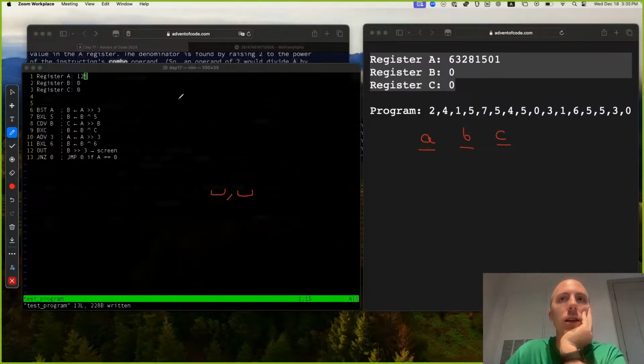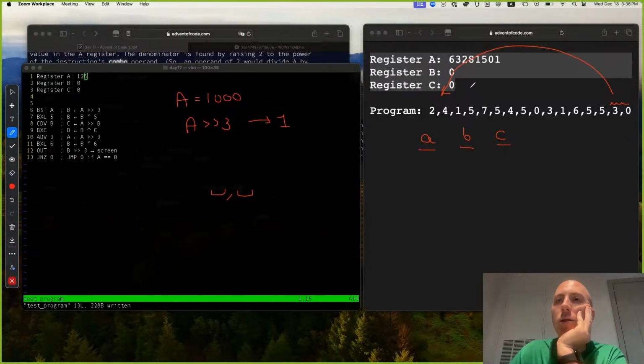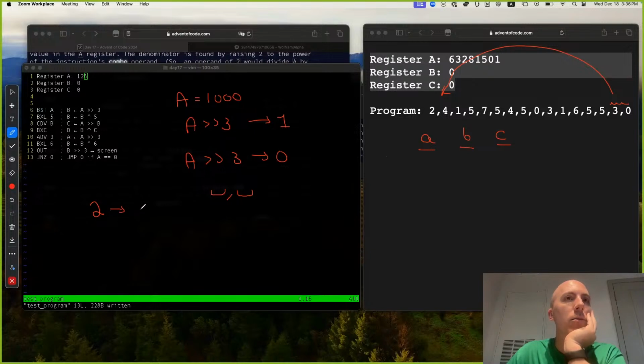Let's say A is equal to 1 with 3 zeros, like 2 to the third. So we would have this A shifted over 3 happen, and that would give us a 1. By this point, A is not 0, so we come back over here, go around again, do A shifted over 3, and that would be a 0. So to get a program length 2, the minimum value was 2 to the third.